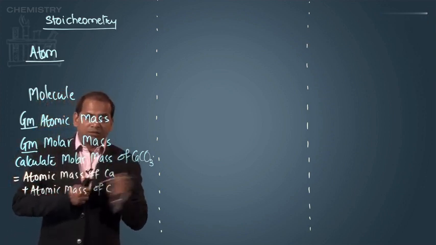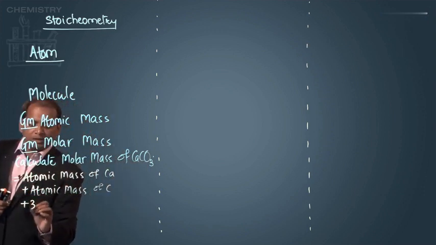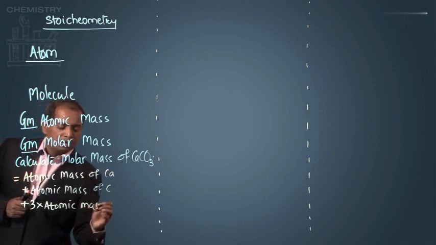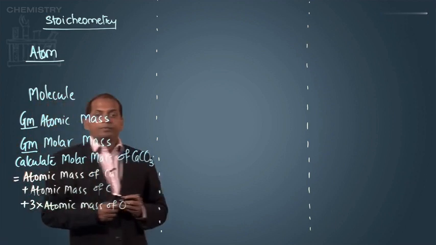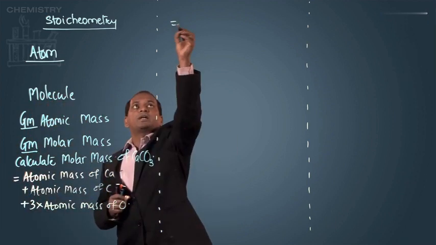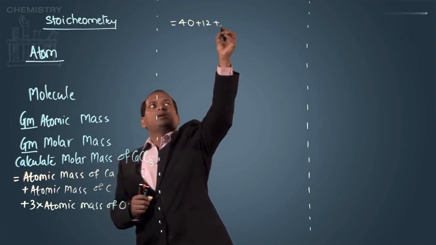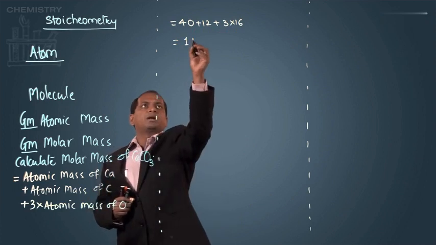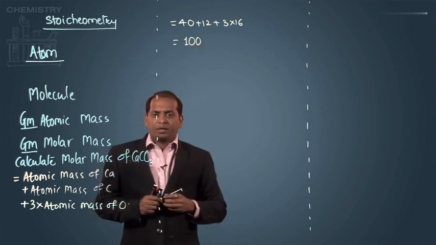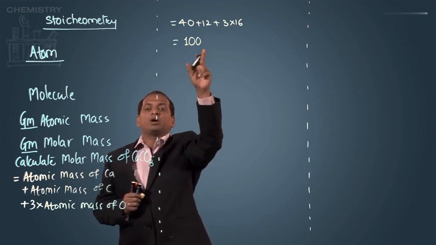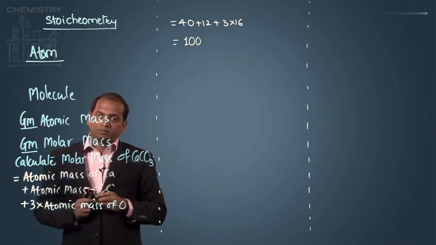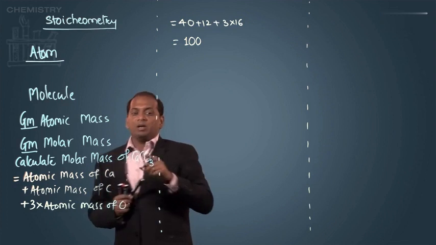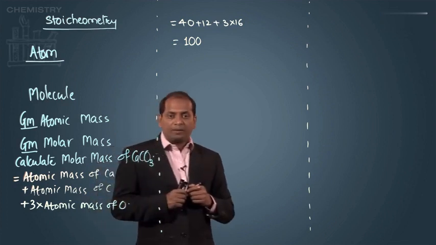What is that? Oxygen. But how many oxygen? 3. So we take 3 into the atomic mass of oxygen. What is the atomic mass of calcium? So that is 40 plus 12 plus 3 into 16. If you calculate that, it is coming approximately 100. So this is the gram molar mass of CaCO3, calcium carbonate.